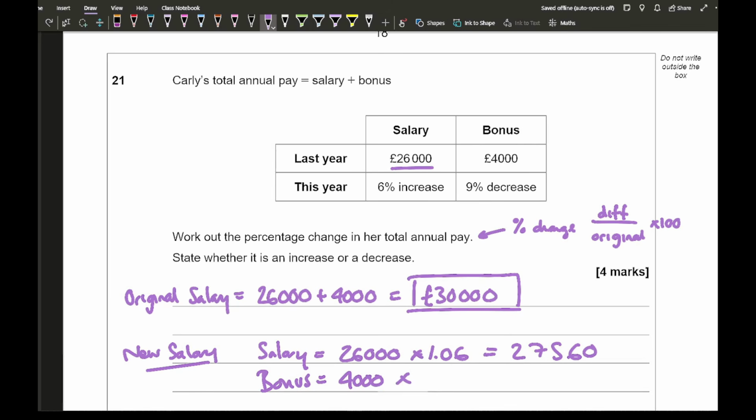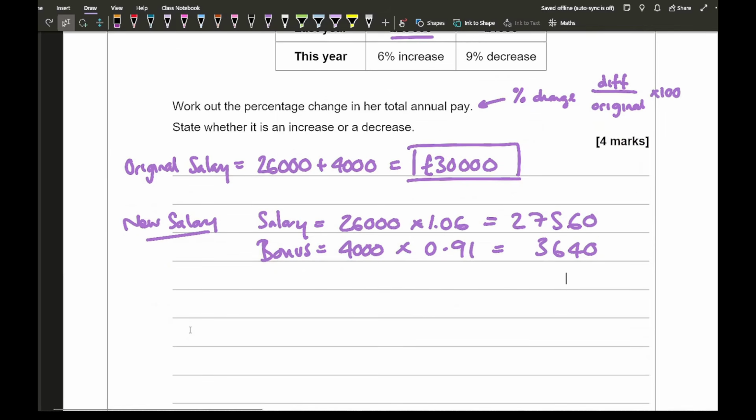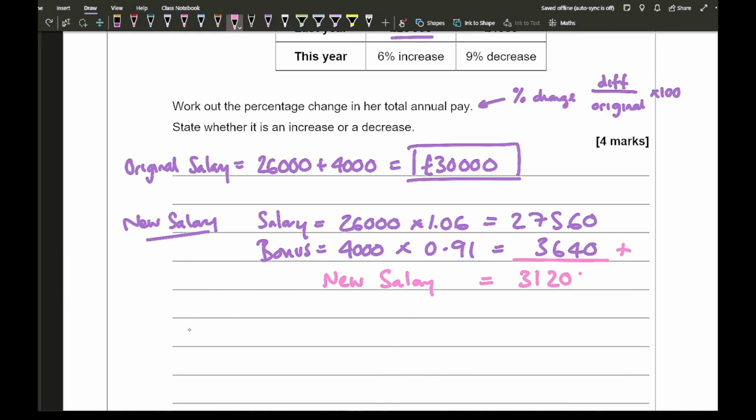Now a 9% decrease, well, if we're always starting with 100%, take away 9%, that's 91%. That as a decimal is 0.91. So if I then do 4,000 multiplied by 0.91, that gives me an answer of 3,640. So again, if you did it separately, you should still get those amounts. So then the new salary is going to be these two numbers added together. So here we've got 27,560 plus 3,640, which comes up to 31,200.